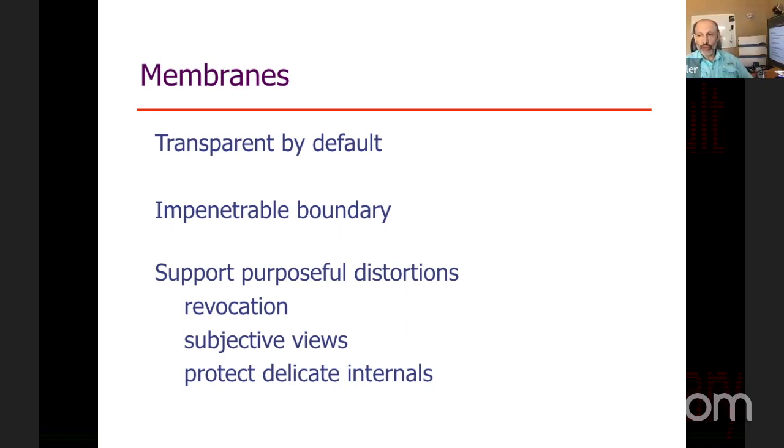and that it supports purposeful distortions, which are the reason you introduce the membrane. If they're only transparent, then it might as well not have been there. So revoking access, creating subjective views, or policies that protect delicate internals. This is actually where the membrane metaphor came from, which is a cell membrane protects the delicate internals of a cell from the rather chaotic world outside the cell.